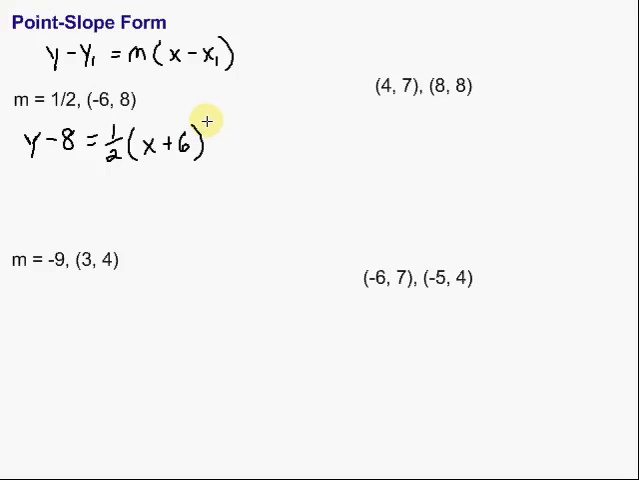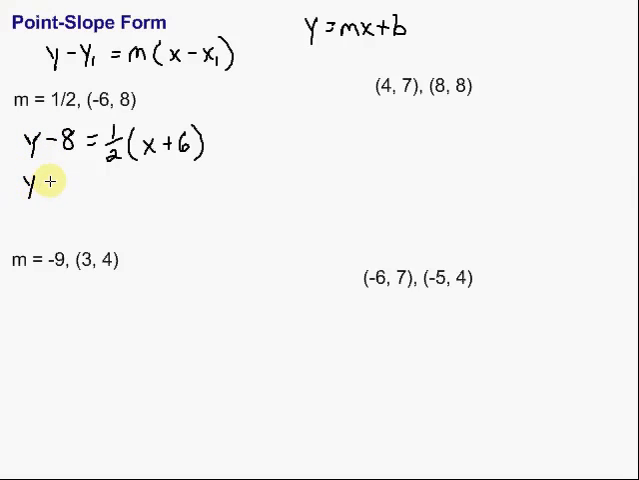Now, the only problem with point-slope form is that we can't just look at it and graph. Remember, in slope-intercept form, y equals mx plus b, we can look at it, pull out the y-intercept and the slope, and easily graph it. Point-slope form, we can't easily graph it. But we can change point-slope form into slope-intercept form. To do that, we just go ahead and solve for y.